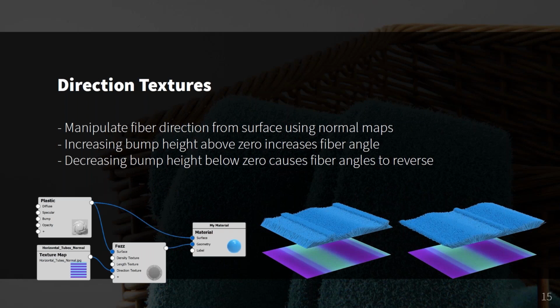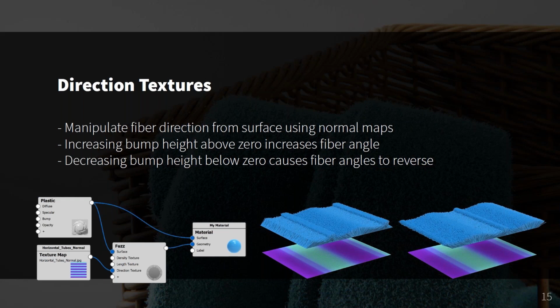Lastly, under the texture controls, we have the direction texture. By default, the fuzz fibers will follow the geometry's normals. Adding a direction texture will enable you to manipulate the direction at which fuzz fibers protrude from the surface. You can use either a normal map or a procedural texture to do this. The bump height of the direction texture controls how much the direction is altered. At a bump height of 0, fibers will follow the normals. Increasing the value will increase the angle at which fibers protrude, while negative values will angle the fibers in the opposite direction.